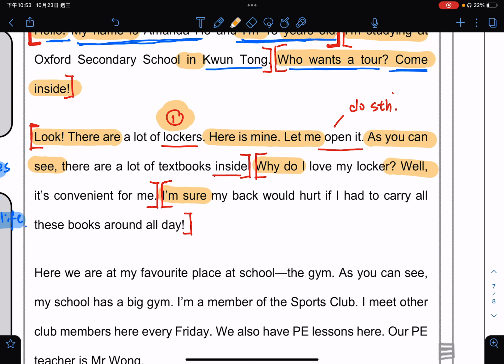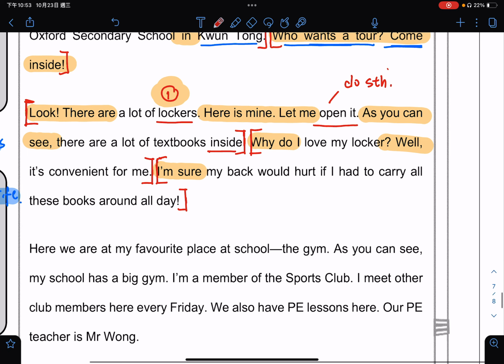Okay, step number one. In step number two, we usually ask our readers questions. So why do we ask questions? Because we want to engage with the readers. In Chinese, we call it 同啲觀眾互動. So we ask them the questions. And of course, we answer the question by ourselves.